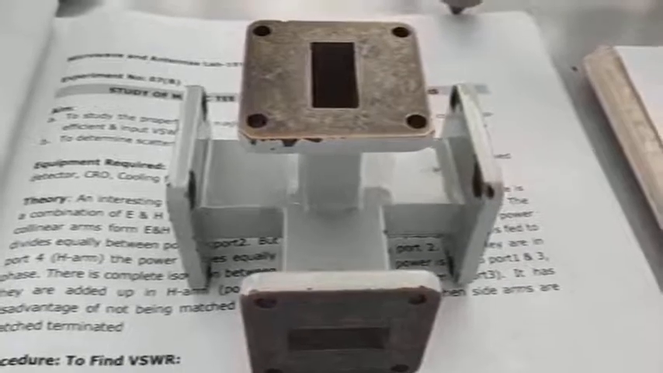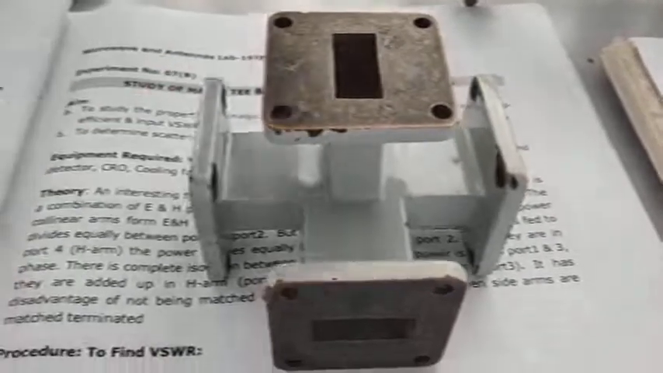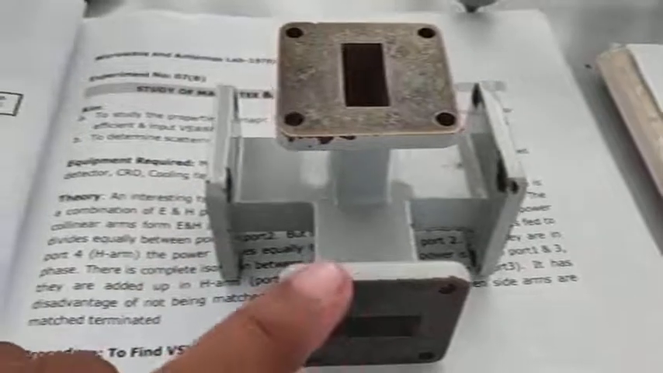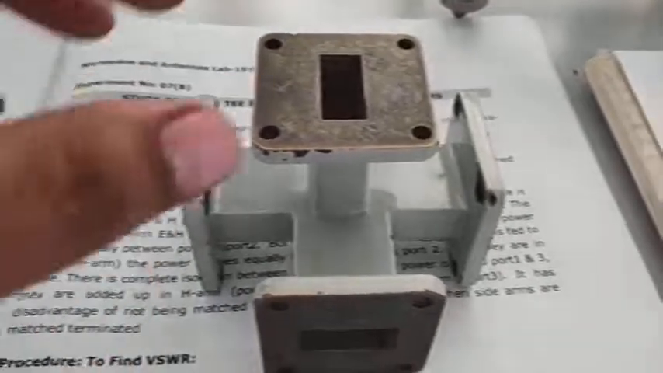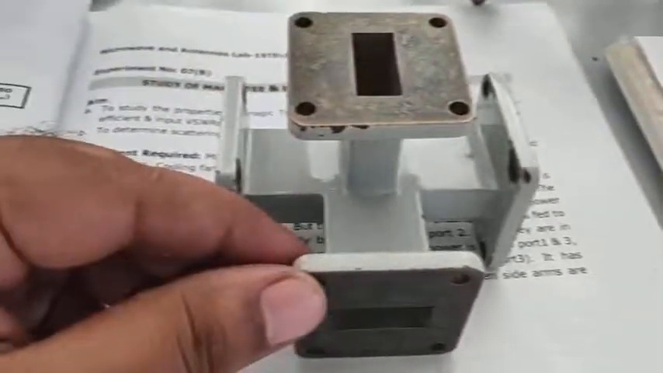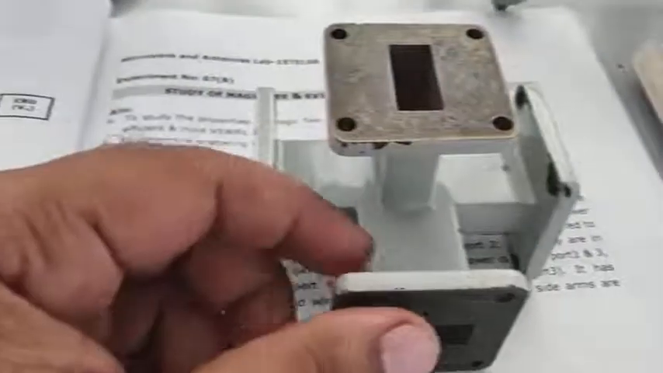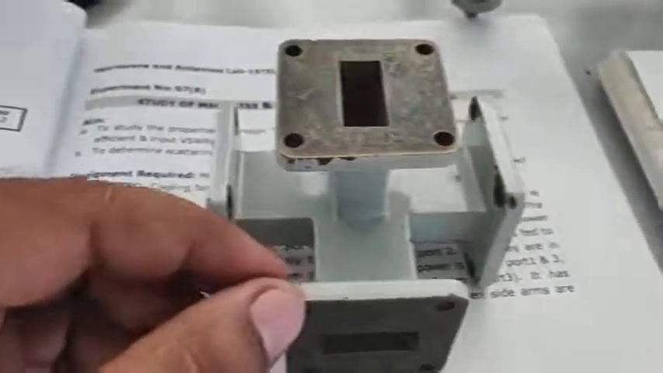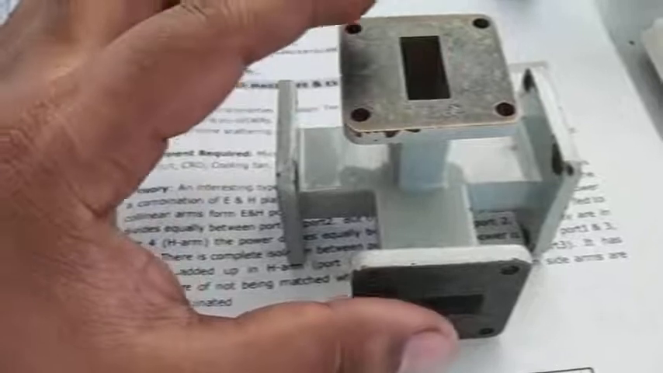It consists of 4 ports: port 1, port 2, port 3, port 4. This is the E arm and this is the H arm. We can use it as an E plane T by using this arm, or as an H plane T by using this arm. Port 3 and port 4 are completely isolation ports. That means there will be no power flow between port 3 and port 4, or port 4 to port 3.